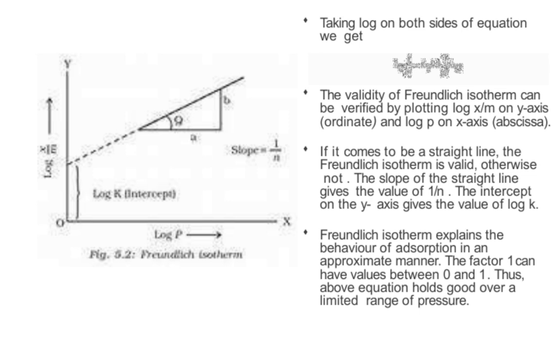It's also important to remember that the Freundlich isotherm describes adsorption behavior approximately. The factor 1/n can vary between 0 and 1, indicating the range of the model's applicability. Because of this, the Freundlich equation is generally valid over a limited pressure range. When we take the logarithm of both sides of the original equation, it simplifies the analysis and makes it easier to interpret the experimental data in terms of linearity.